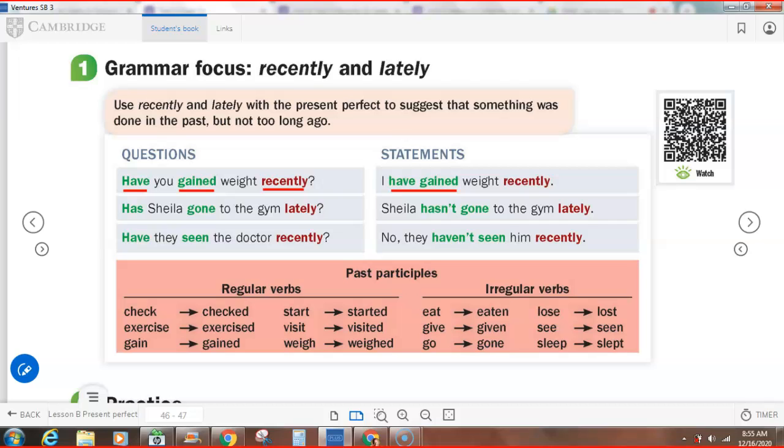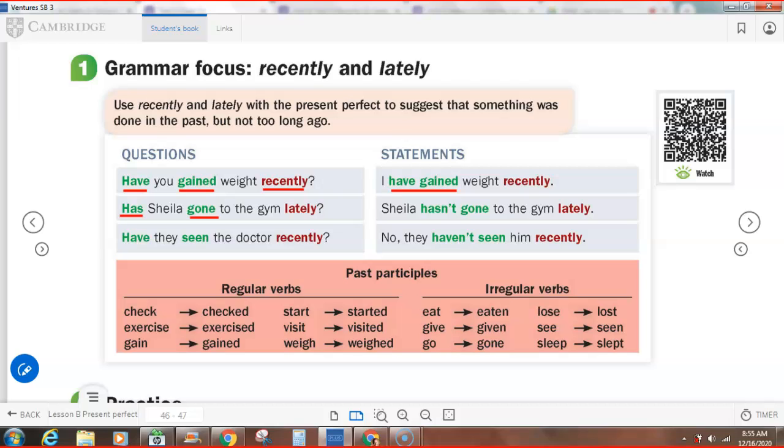Now, I saw this particular verb was on the test. Can you read the second one? Has Sheila gone to the gym lately? Good. So be careful. Verb form 3, this is irregular. It goes go, went, gone. And then notice Sheila's a woman, so I have to use has. He, she, it has. You, we, they have.